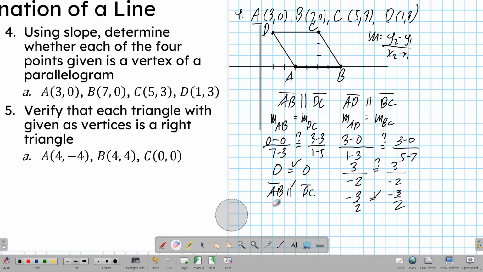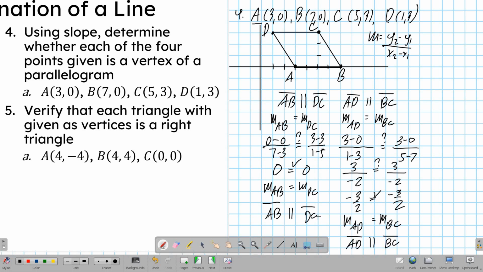Hindi natin nasulat yun dito. Sulat nga natin muna. That the slope of AD here is equal to the slope of BC. So, the slope of AD is equal to the slope of BC. Therefore, AB is parallel to DC. Here, AD is parallel to BC.